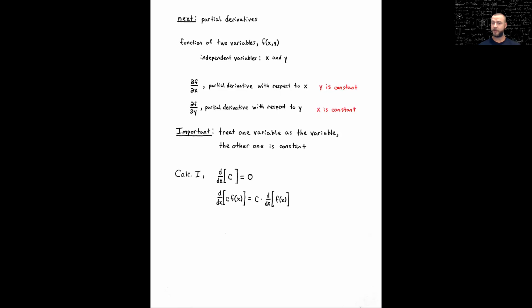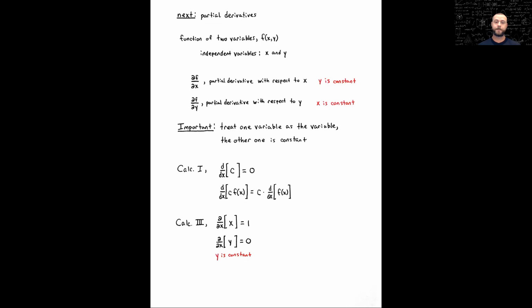The other rule, which we can call the constant multiple rule, is when we have a constant multiplying a function of x. And what this rule allows us to do is basically bring the constant in front of the derivative and just have that constant multiply the derivative of the function of x. You've used these rules and you probably haven't even realized it going through Calc 1 and Calc 2 to get to our course.